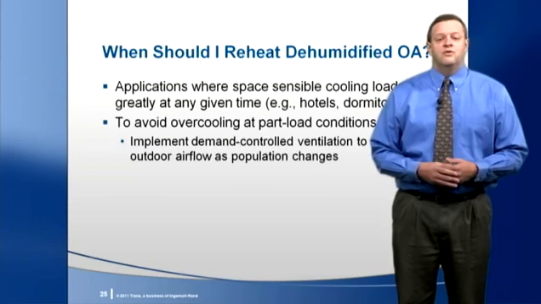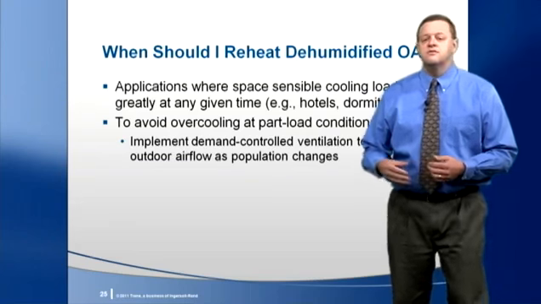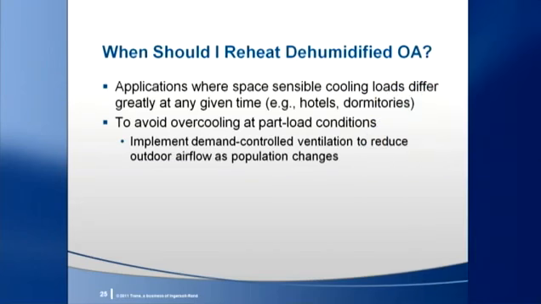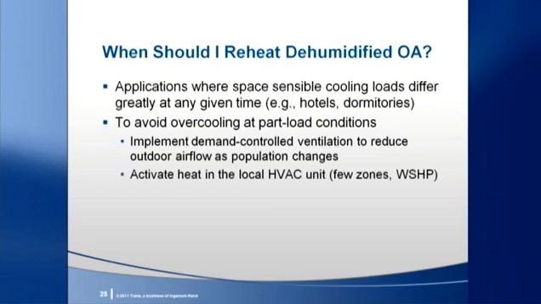So what do you do when overcooling finally does happen? Well, first, consider implementing demand control ventilation. By reducing the outdoor airflow delivered to the space when there are fewer people in that space, you may avoid this overcooling altogether for some applications. Next, the HVAC unit serving the overcooled space could just activate its local heat to prevent this overcooling. If this occurs in only a few spaces, the sensible cooling benefit of delivering the outdoor air cold to all those other spaces may outweigh the heating energy needed for these few spaces.